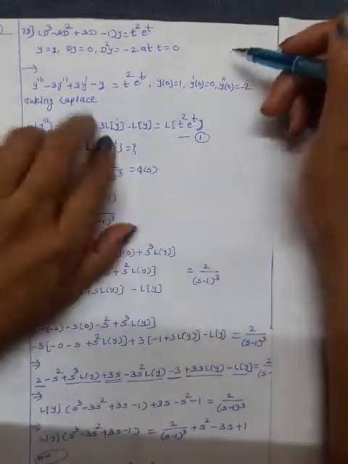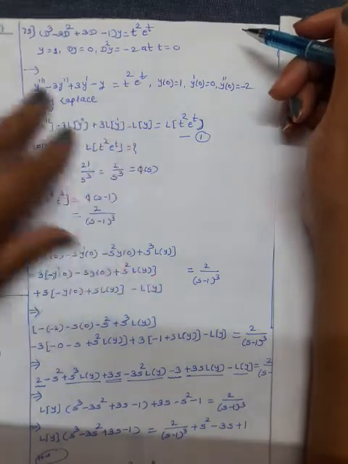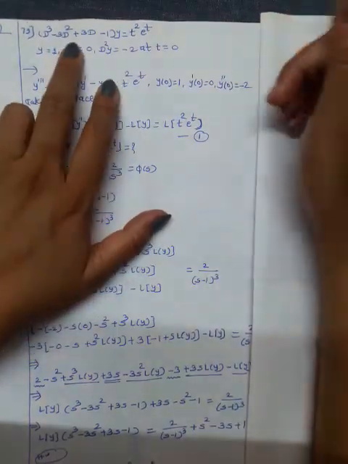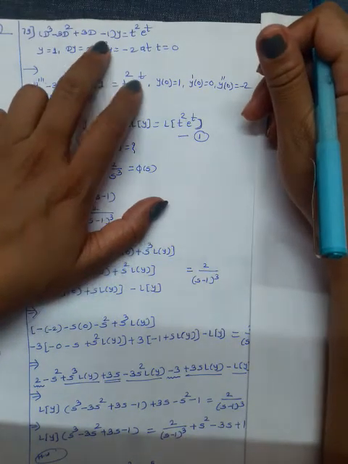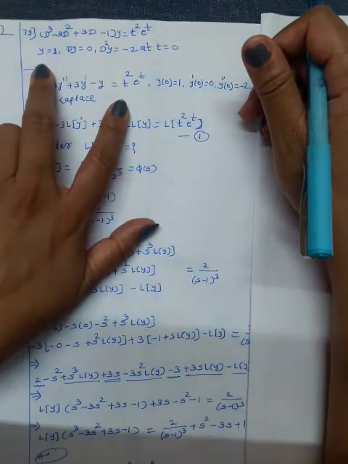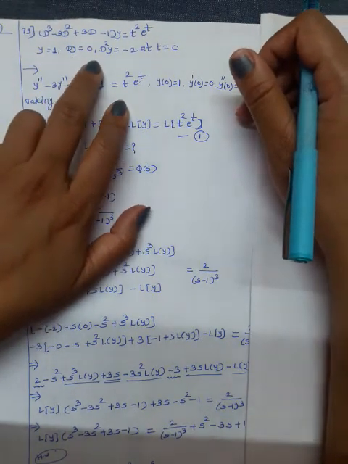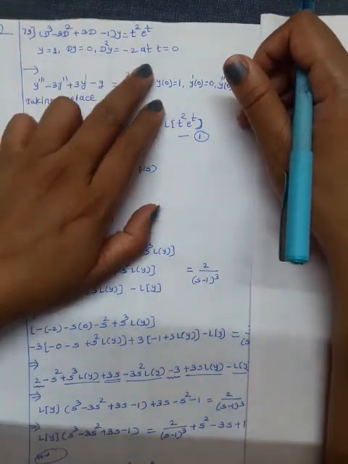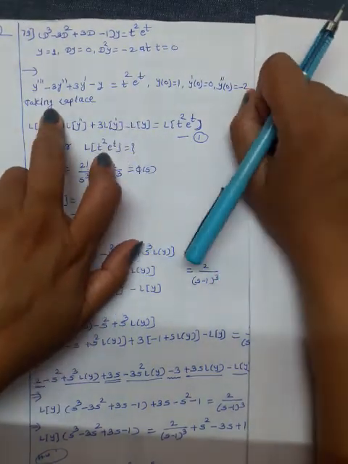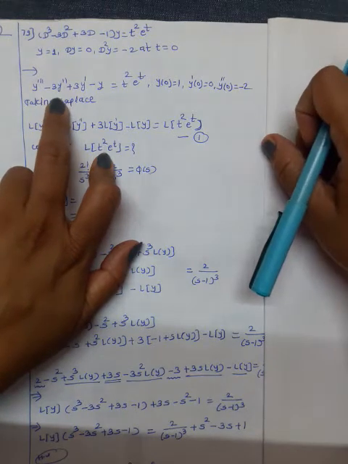Let us see the next example. D cube minus 3D square plus 3D minus 1 into y is equal to t square e raised to t on RHS side. y is equal to 0, Dy is equal to 0, D square y is equal to minus 2, at t is equal to 0. These are the initial conditions. First write down the equation in terms of dash.